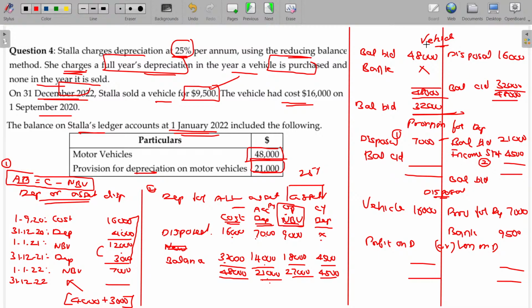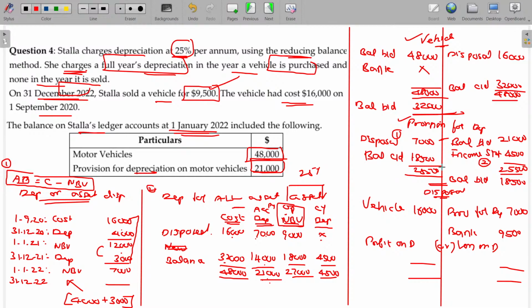So that's all, we have completed the vehicle account. In provision we have to calculate only one. We can easily calculate it by tallying this 25,500. This balance being 18,500, rewrite here as 18,500.